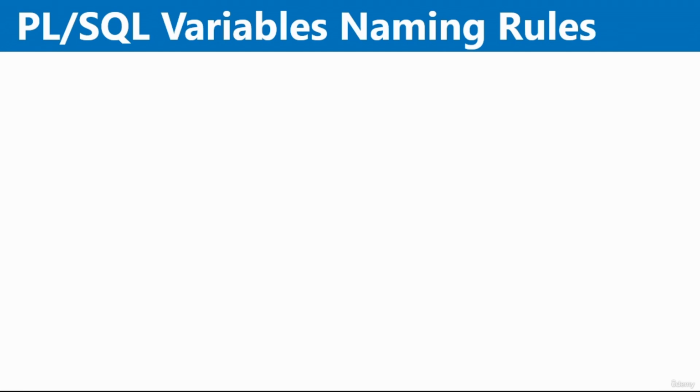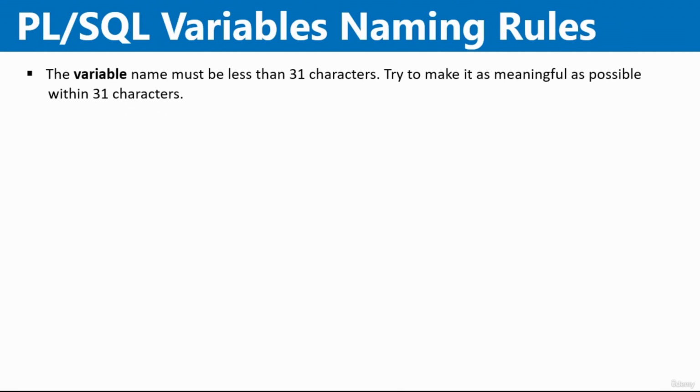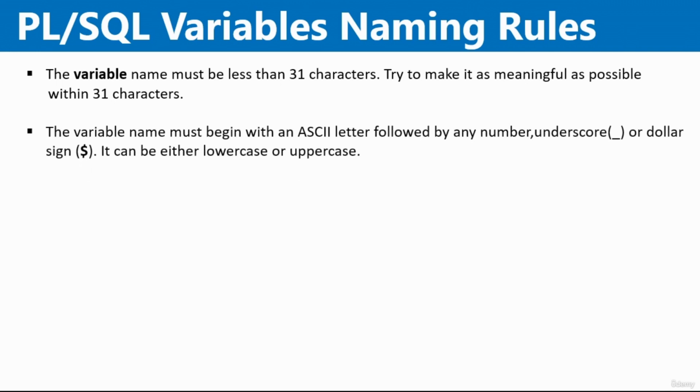There are some variable naming rules that you need to be aware of when creating variables. The variable names must be less than 31 characters, and it's always advisable to give your variable a meaningful name, which should be within the 31 characters limit. A variable name must begin with an ASCII letter followed by any number or an underscore. It can also be followed by a $ sign. It can either be lowercase or uppercase.